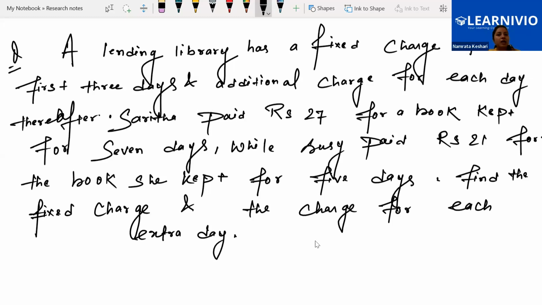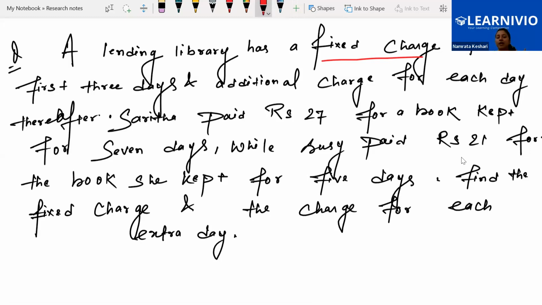Take a 7-day free trial, take 2 days for free, like Amazon Prime, everything. Use a 30-day free trial and all. After that, there will be a charge per day, per month, per year. This is how they give the offers. Like this only, here also for the first 3 days there is a fixed charge, and after that each day some amount will be added.